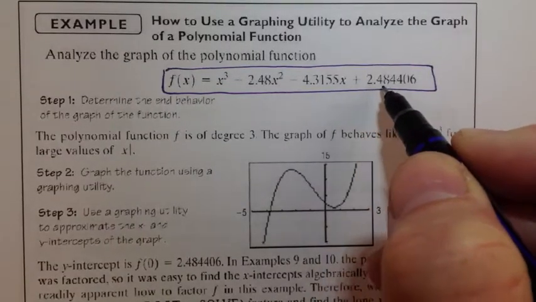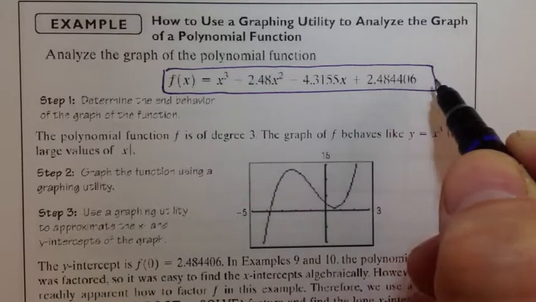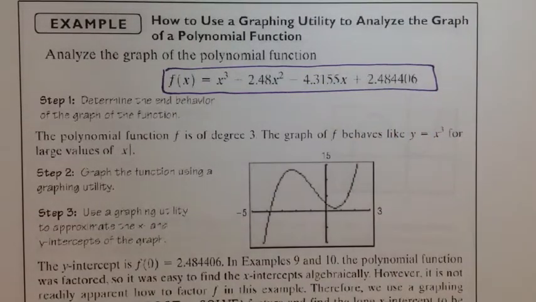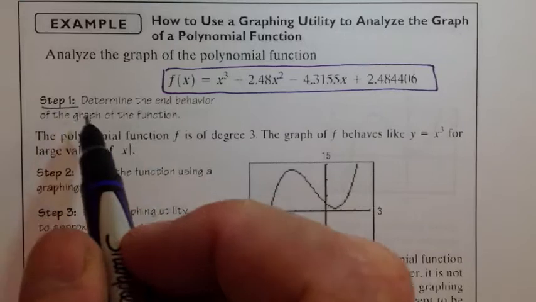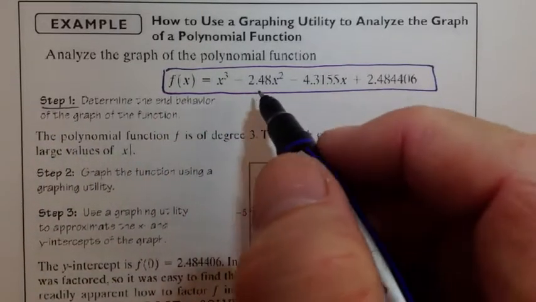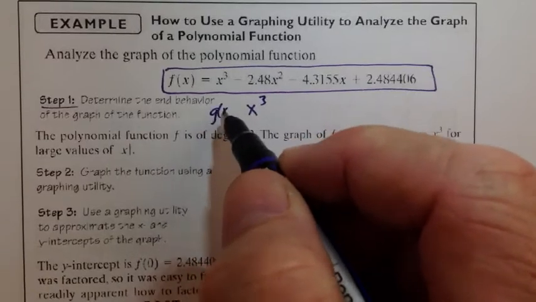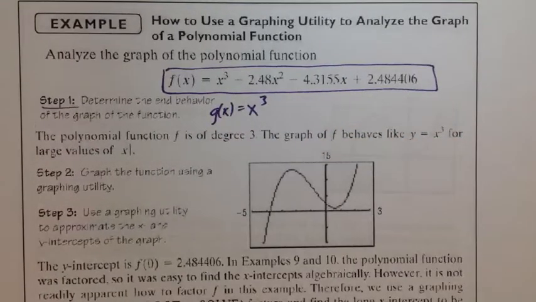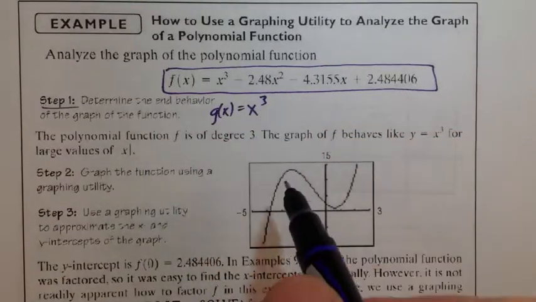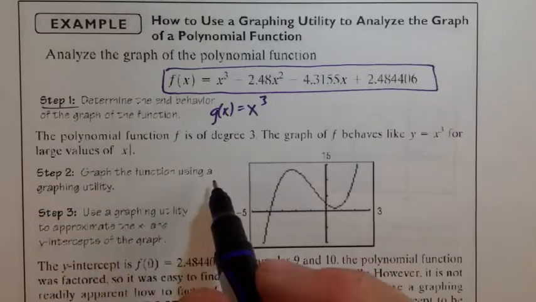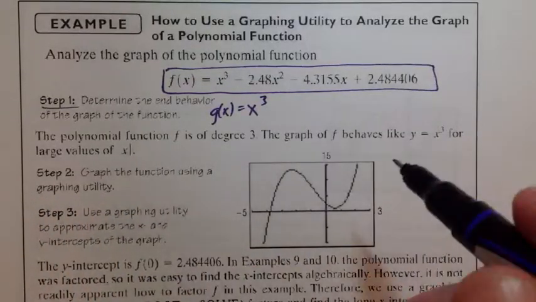Plus 2.484406. Well, step one, we're going to determine the end behavior, and the end behavior here would be x cubed. Let's let g of x be our end behavior model. It's degree 3. Step 2, graph the function using your graphing calculator.